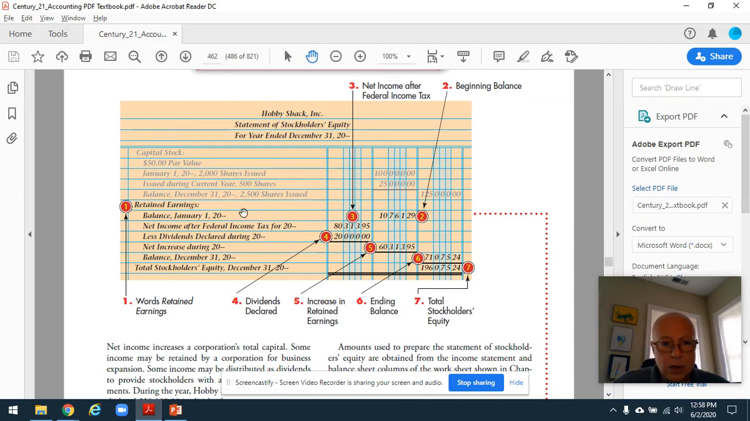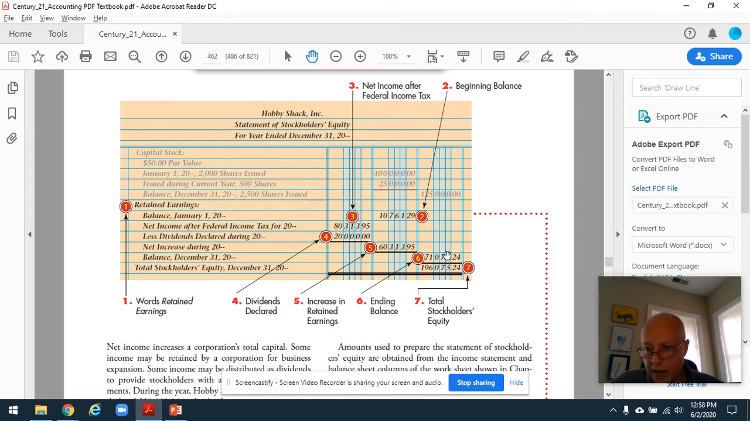So the net increase in our retained earnings this year, this $60,000, is what we're keeping. It's what we're not giving to our shareholders. That's here. Dividends is here. This is what we're keeping. So we started with 10 grand. We've got another 60 to add to it. So we run the math. This plus this equals the new balance in retained earnings, $71,075.24 at the end of the year.